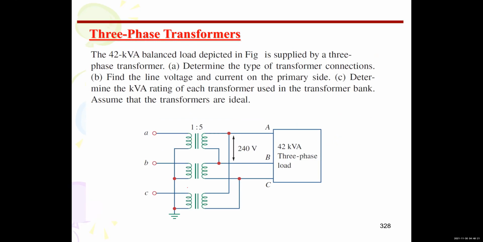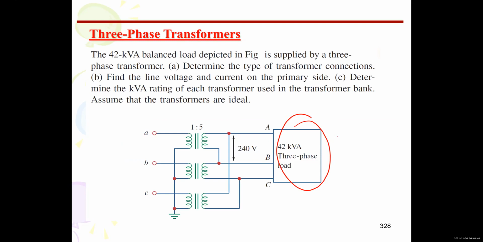Let's take a quick example on the topic. Let's assume we have a 42 kVA balanced load as we can see here, a three-phase balanced load connected to a three-phase transformer. The first thing required of me is to determine the transformer connections. What type are they? We need to find the line voltage and current on the primary. We need to determine also the kVA rating of each transformer used.